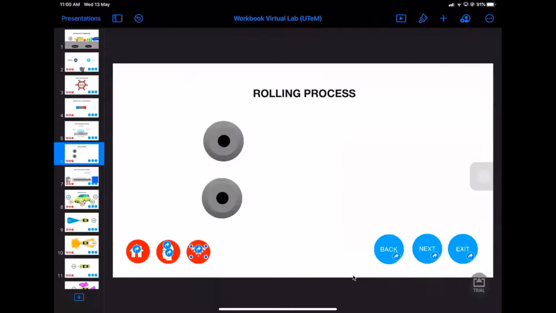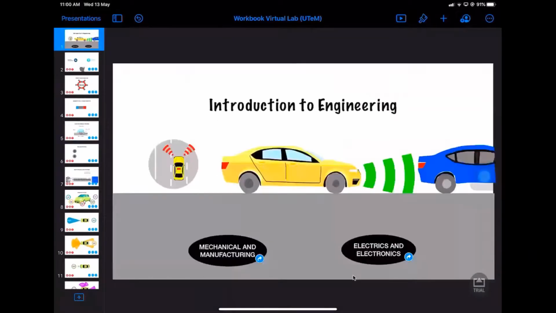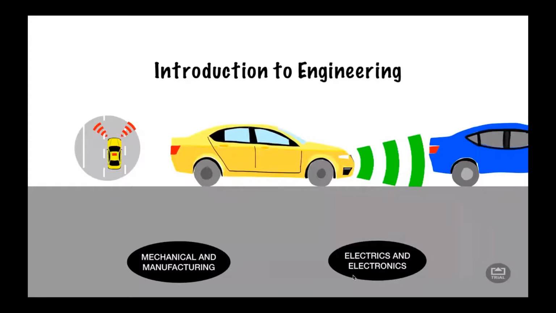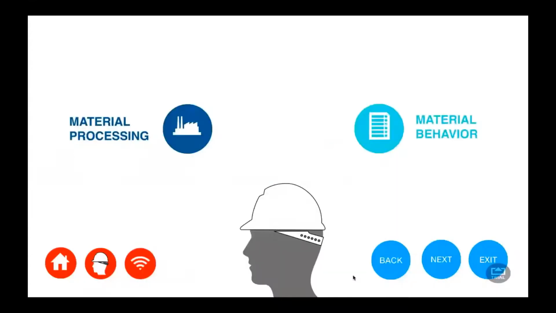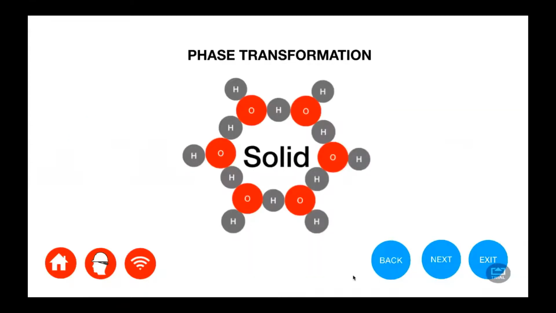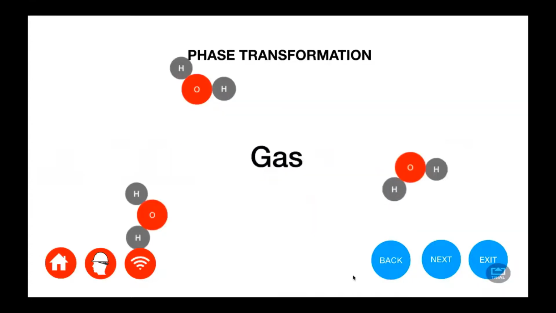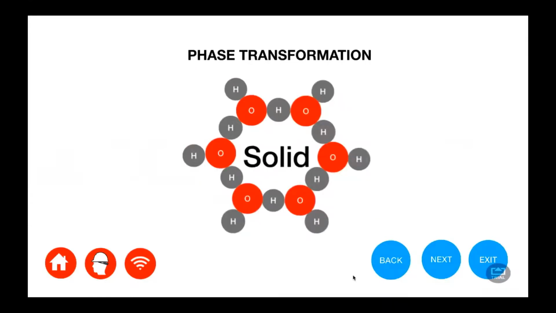Okay, let's test this simple lab. Right, so we have the first slide of introduction. Introduction to engineering, and we tap on mechanical and manufacturing. So if we want to study the material behavior first, we tap on the material behavior and we will go to this slide. Okay, so if you want to put audio, you can also do that. I will show you after this. Okay, so let's say this.